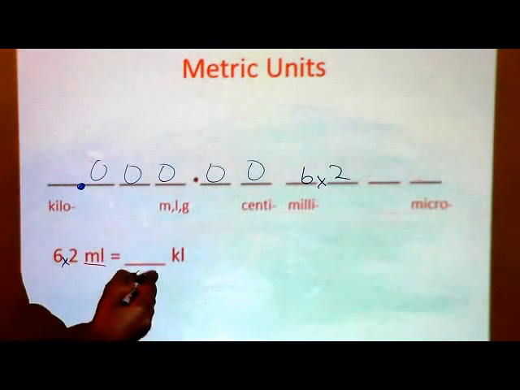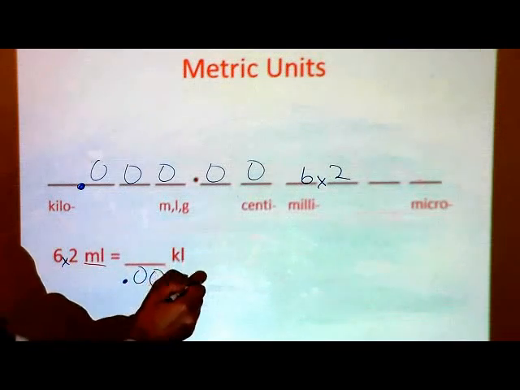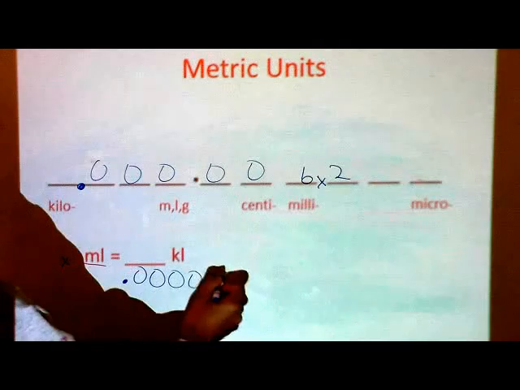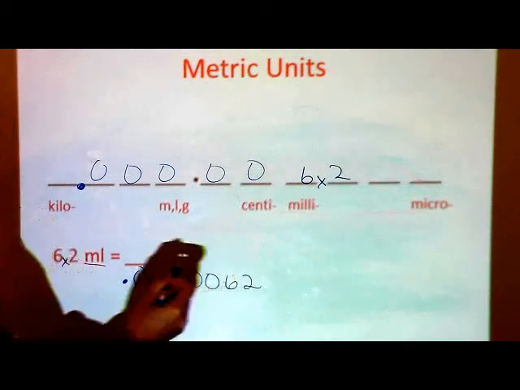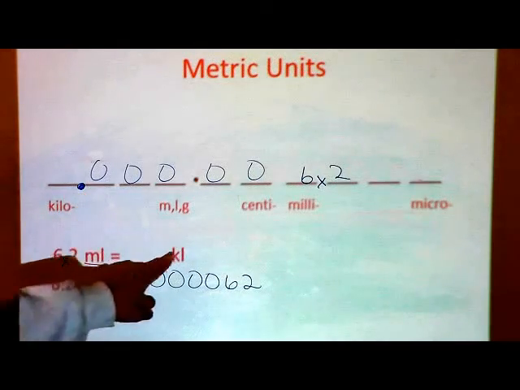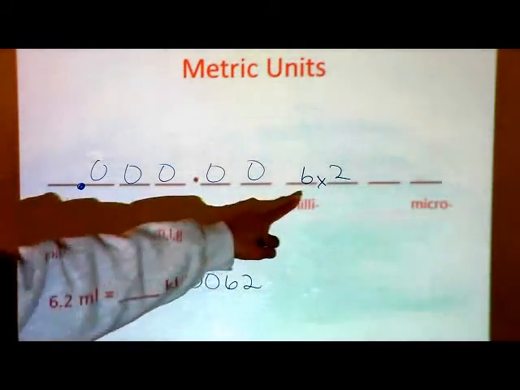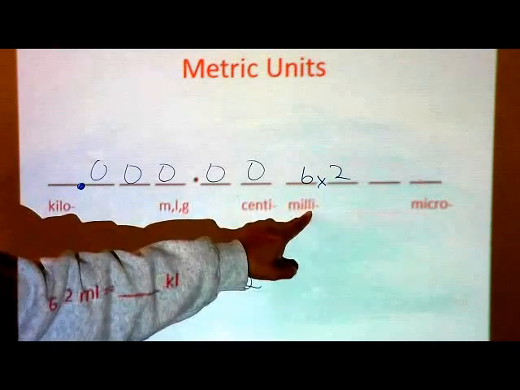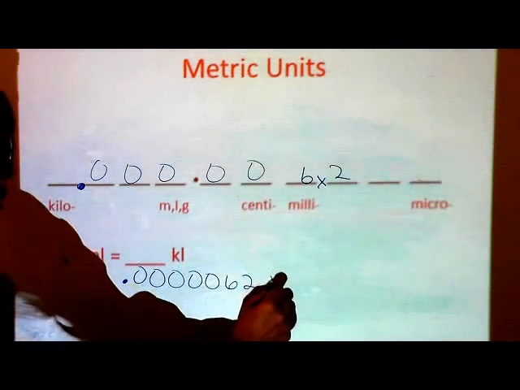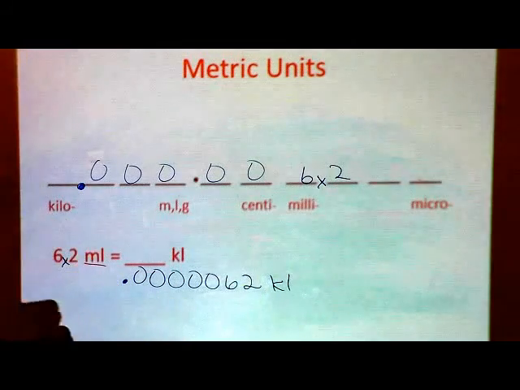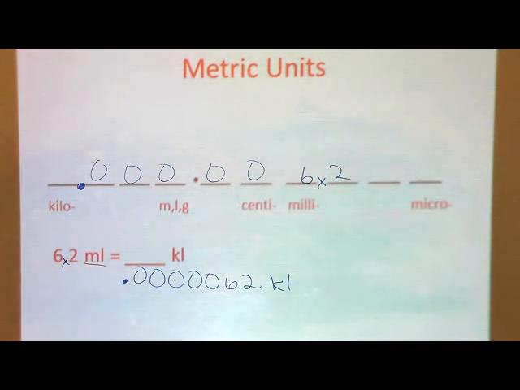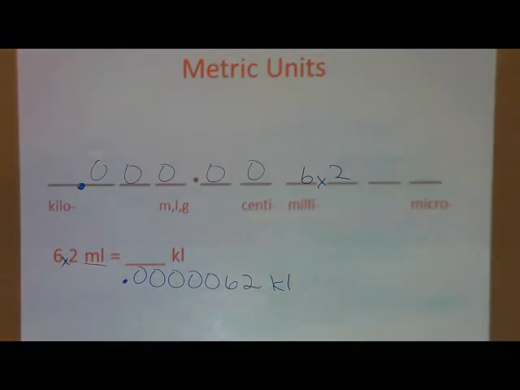The answer is 0.00000 62, that is, 1, 2, 3, 4, 5 zeros, and 62. Remember, you can only have one decimal point. And here is the new decimal point because we're looking at kilo. Forget about this decimal point. It no longer exists because that decimal point is for the column milli. And the unit is KL. Okay, hopefully you got that answer. I'm going to now go to do the next problem.